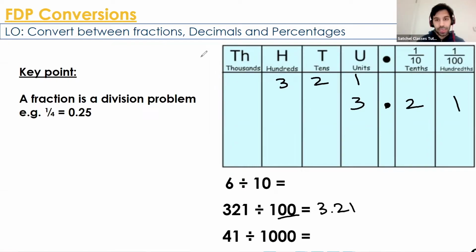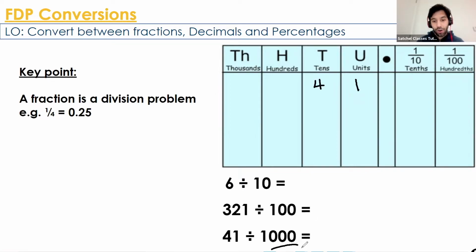And then lastly, we have 41 divided by 1,000. And this is going to be equal to, if I just clear all the drawings, 41, so 4 tens, 1 unit, divided by 1,000. So we're going to move 3 columns to the right this time. So that's going to move 1, 2, 3 columns to the right. So the 4 is going to be here. And the 1 is actually going to end up in a thousandths column.